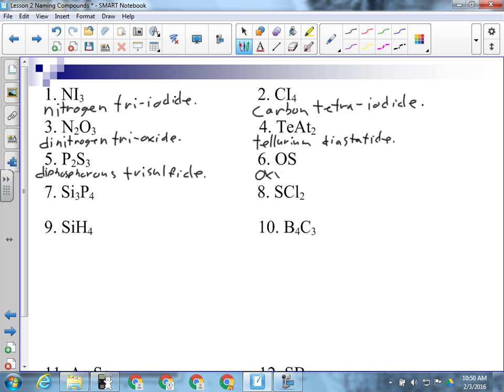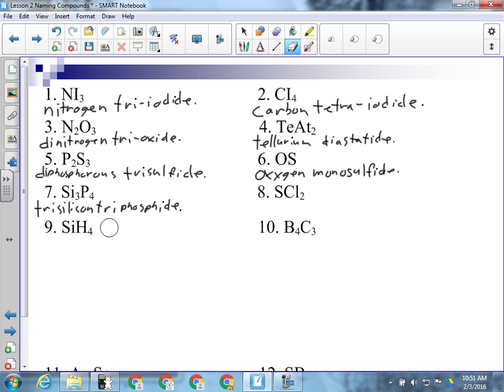So this is going to be oxygen monosulfide. And then for number 7, I've got 3 silicone with 4 phosphorus. So trisilicone triphosphide. Sorry, trisilicone tetraphosphide. Okay, for number 8, 1 sulfur, 2 chlorines, sulfur dichloride.